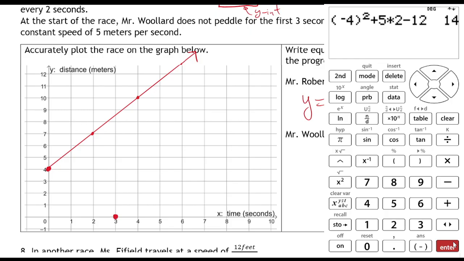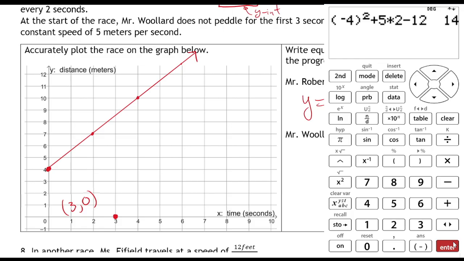By the way, that's the point where x is 3 and y is 0. So we can think about that very clearly. X is 3, y is 0, meaning he hasn't gone down the track. He's sitting right there at 0, but 3 seconds have elapsed.